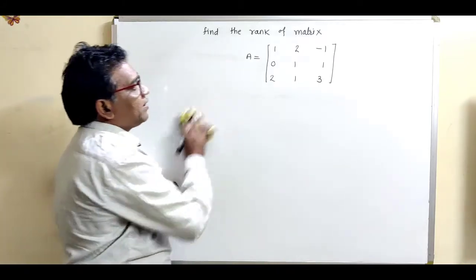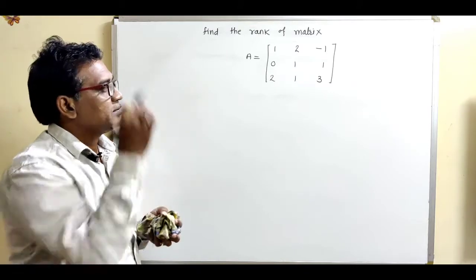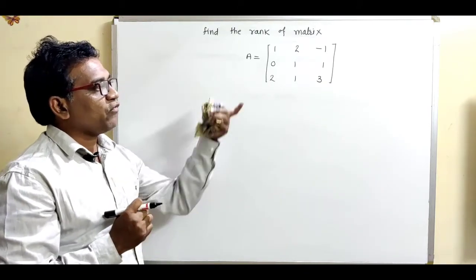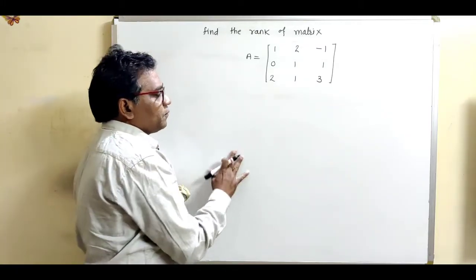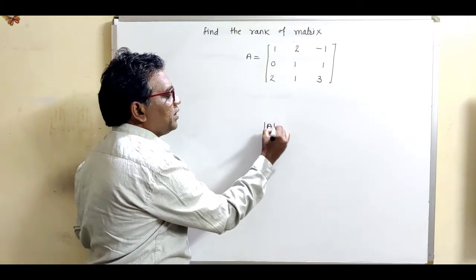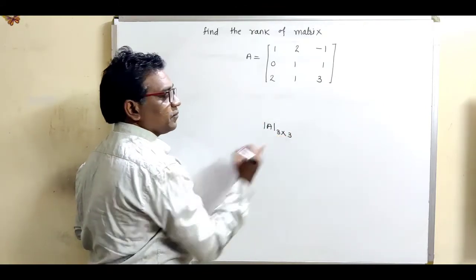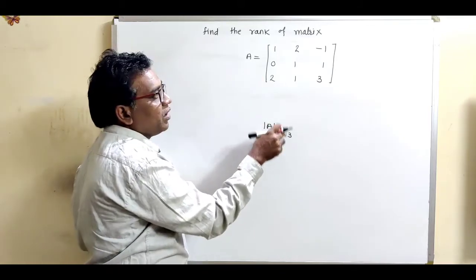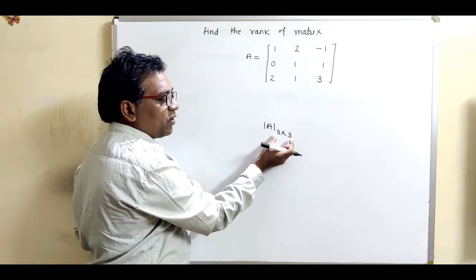Now see, what is the practical technique for finding the rank of the matrix? Now we are given this matrix which is of order 3 by 3. So see, what is the method? First of all, we want to find out the determinant, or the minor of order 3 by 3. First of all, take the determinant of the highest order. We are given the matrix of order 3 by 3, so let us take the determinant of order 3 by 3.